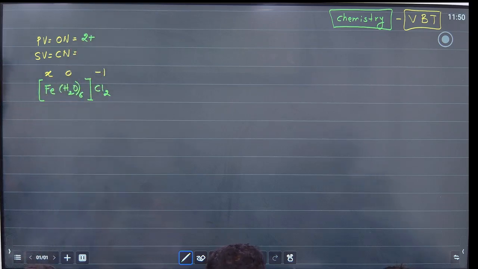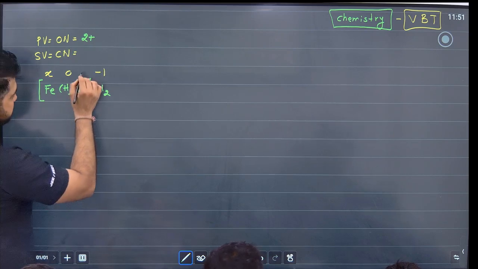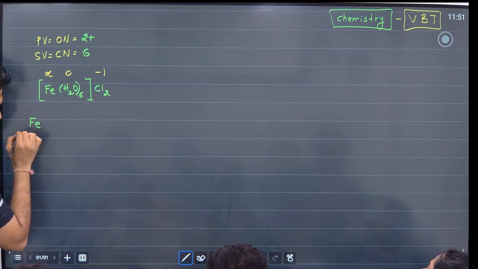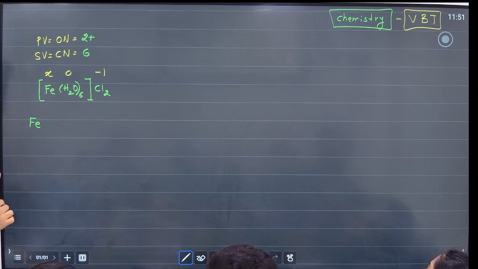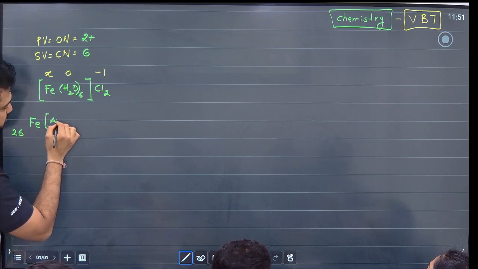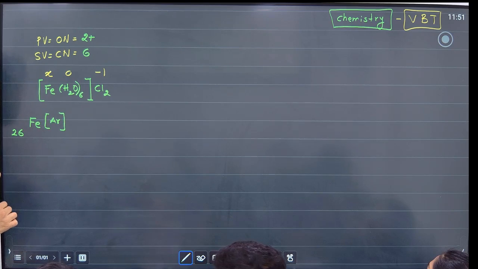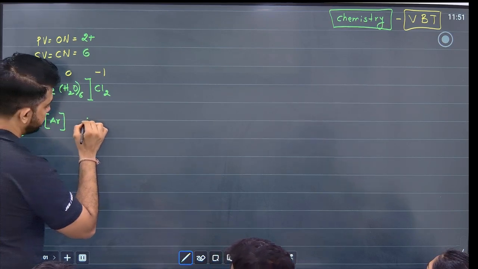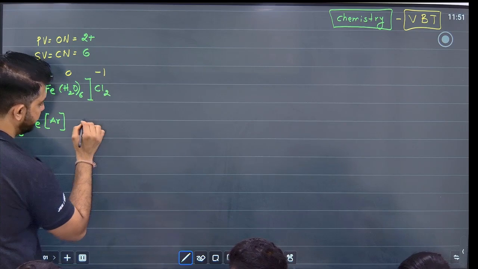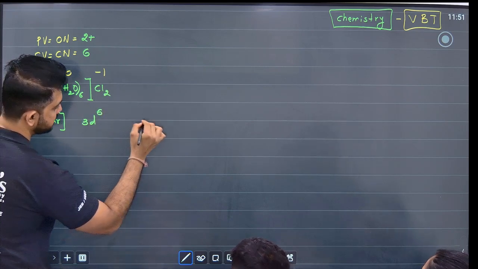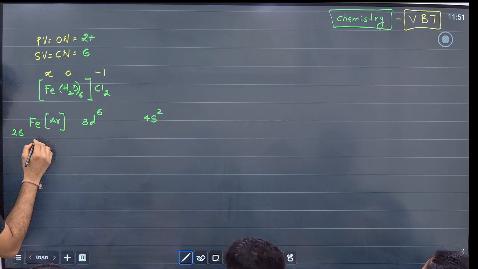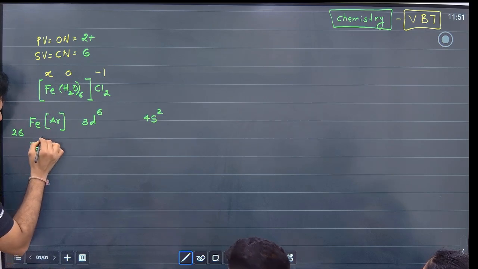And what about coordination number? 6. ठीक है. चलो. Now Fe, atomic number please. 26. Quickly give me the configuration for Fe. Argon 4s2 3d6. But I'm just writing it like this: 3d6 and 4s2. With me?